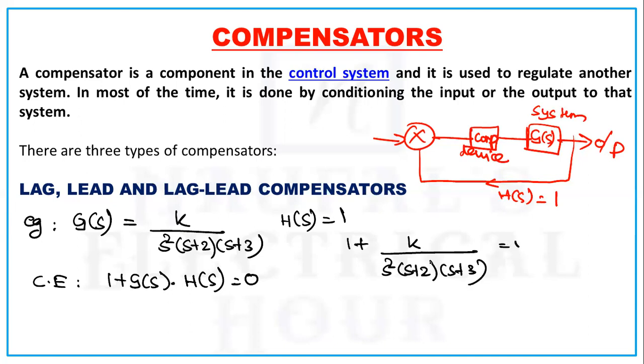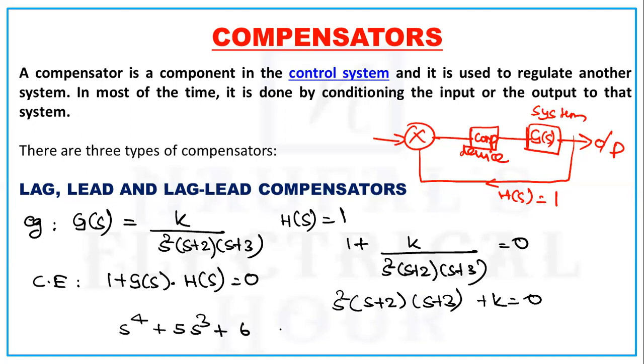You will be more familiar with these things when we do the problem. Once I finish the theory session, I will go to problems, so that it will be a single video and you can revise it whenever you want. So plus K equal to 0. This is the characteristic equation. In final form, after multiplication, we can write S raised to 4 plus 5 S cube plus 6 S square plus K equal to 0.